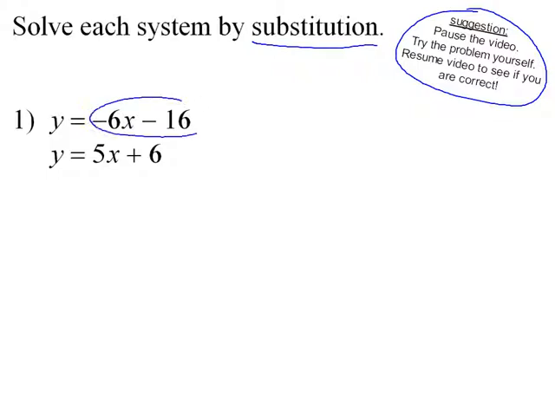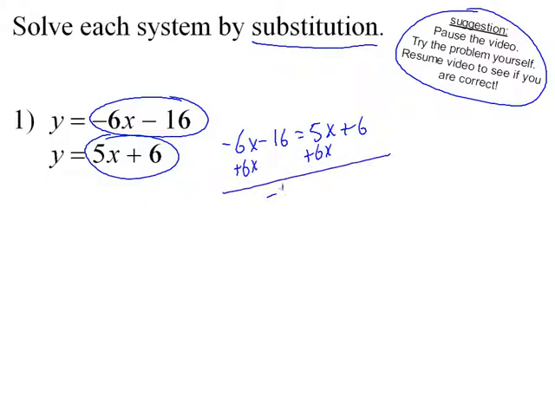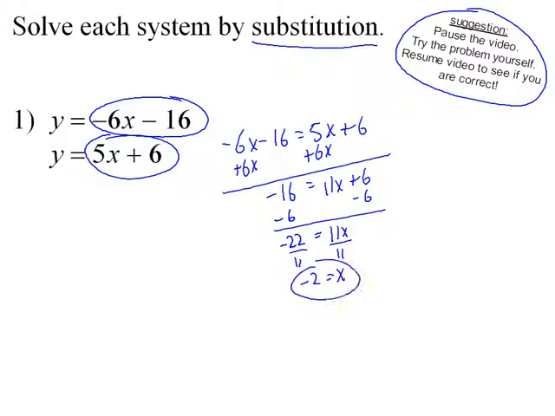So I'm going to put these two equal to each other. They're both in slope-intercept form. Negative 6x minus 16 equals 5x plus 6. And I'm adding 6x to both sides, because I'm going to get x by itself. Combine it first, then I'm going to subtract 6 and get 11x equals negative 22. I'm dividing by 11. I get x equals negative 2.